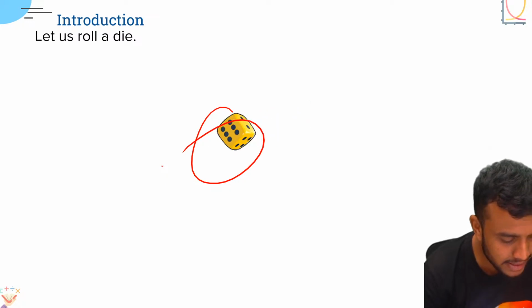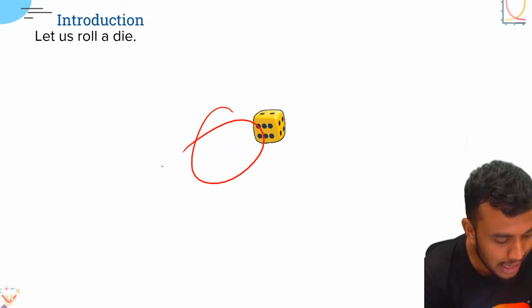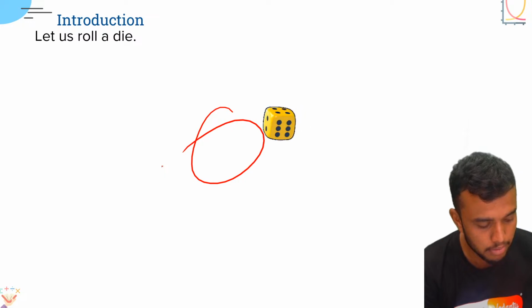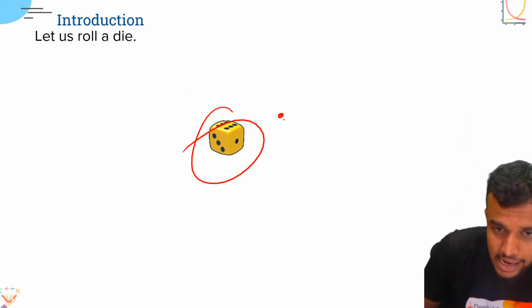Who loves the snake and ladder game? Yes, I also love the snake and ladder game, students.